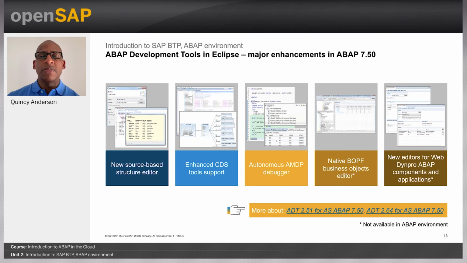On this screen, we see with releases 2.51 and 2.64, corresponding to ABAP Platform Release 7.50, we have a new source-based structure editor, an enhanced Core Data Services tool support editor, an AMDP debugger, and a business object as well as WebDynpro editor.